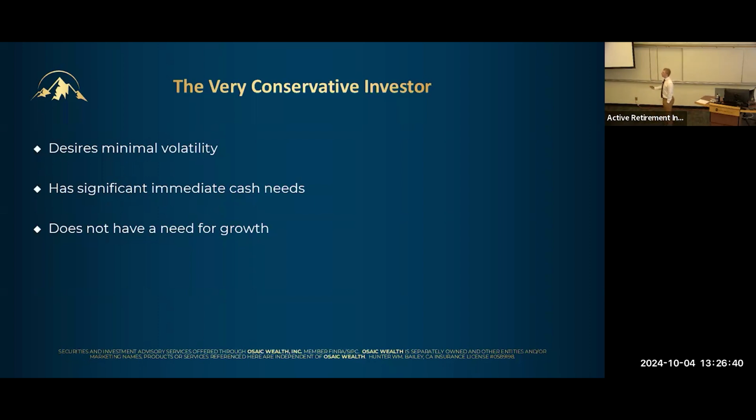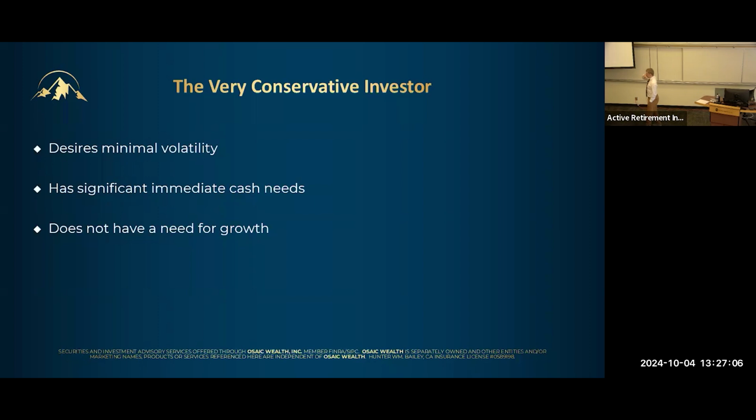So to start off with, we'll just start at the bottom, really. The very conservative investor, somebody who wants just minimal volatility, has very significant immediate cash needs possibly, and just doesn't really have a need for growth. You can kind of imagine a giant retirement account, plenty to pay for all the expenses, maybe doesn't have beneficiaries that it needs to go to, and just has more than enough for themselves.